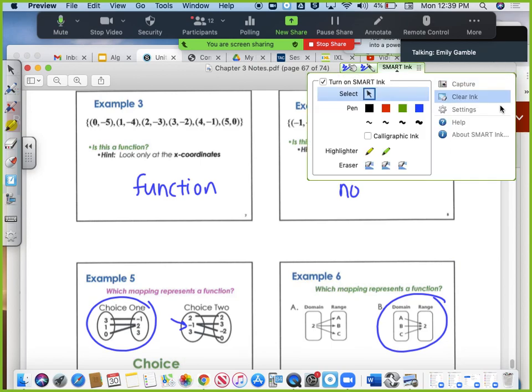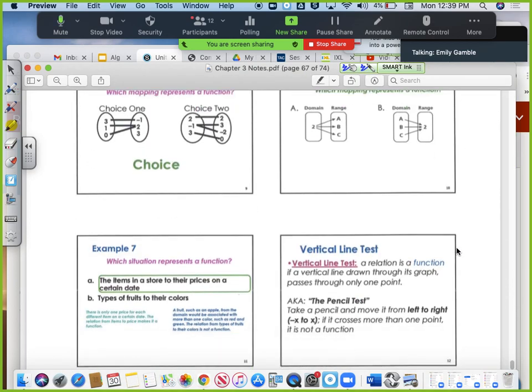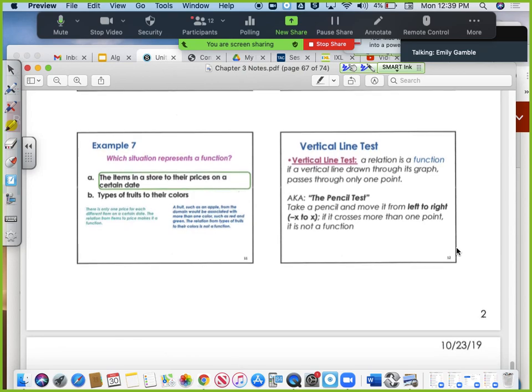All right, just because we have a couple more minutes, the last thing we're going to do today is look at the vertical line test. So we're going to skip example 7 for now and just visit this real quick. The vertical line test shows us in graph form if relations are functions. A relation is a function if a vertical line drawn through its graph passes through only one point. This is also known as the pencil test. Take a pencil and move it from left to right, and if it crosses through more than one point, it is not a function.